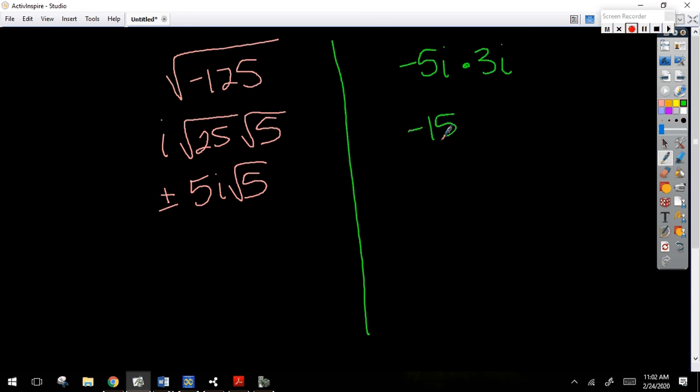I times i is i squared. I squared is -1, so -15 times -1, Robert was absolutely right, is +15. Good job, Robert.